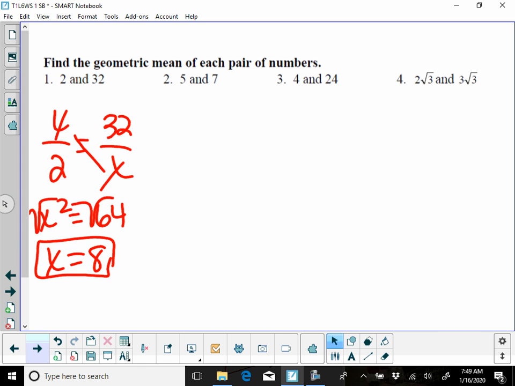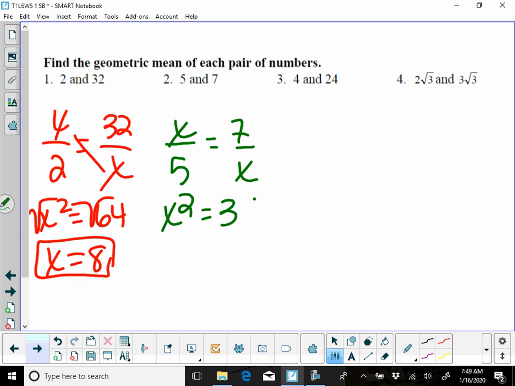Okay, same thing for number 2. So the mean goes up and the mean goes down, and then you fill in your numbers. So we're going to cross multiply again and get x squared equals 35 and take the square root. 35 won't break down, so we're just going to leave our answer as the square root of 35.